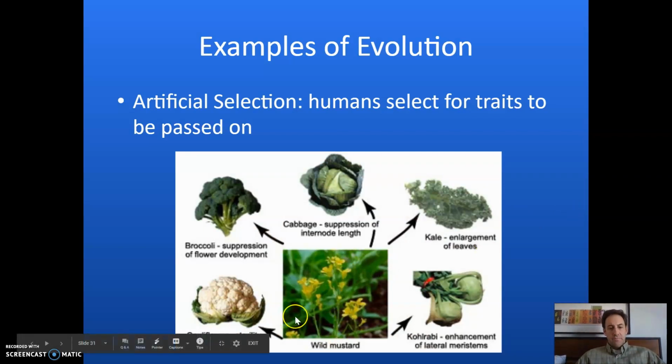Behold the wild mustard plant. It's just a regular old plant. You'd walk by it and think nothing of it. But over many generations, humans have bred this and selected for certain things. By selecting for larger leaves, it gave rise to kale. By selecting for other traits, we got cabbage, broccoli, cauliflower, kohlrabi, all from this guy, by selecting for certain characteristics over many generations.